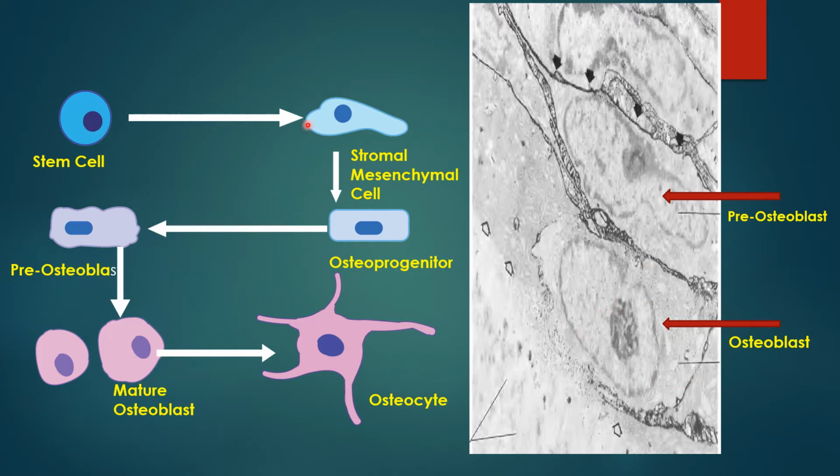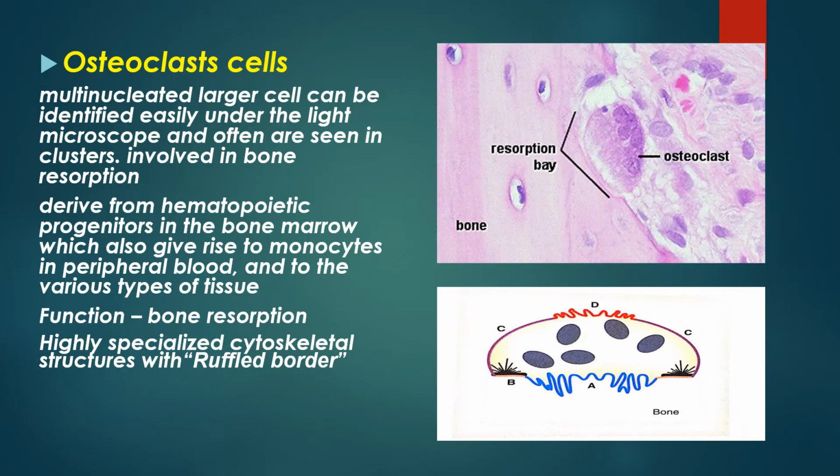Stem cells give rise to stromal mesenchymal cells, which give rise to osteoprogenitors, which give pre-osteoblasts, then mature osteoblasts which form bone, and then become trapped in lacunae and form osteocytes inside the bone matrix.